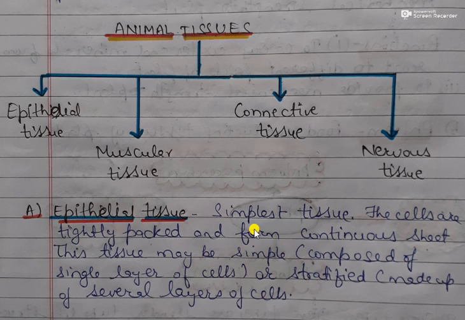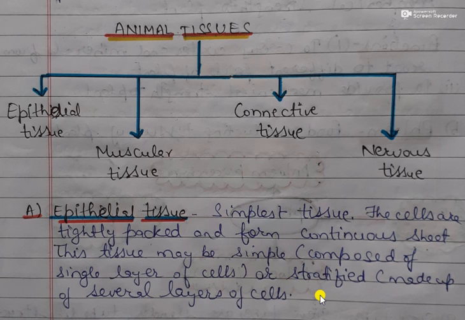Epithelial tissue is the simplest tissue in all the animal tissues. The cells of this tissue are tightly packed and form a continuous sheet. They do not have intercellular spaces between them. This tissue may be simple, which means it contains just a single layer of cells, or stratified, which means it is made up of several layers of cells.